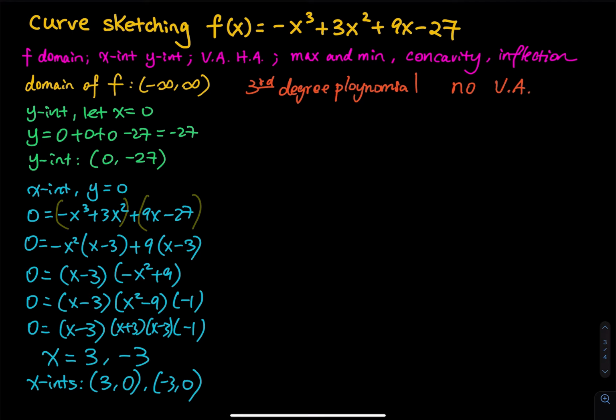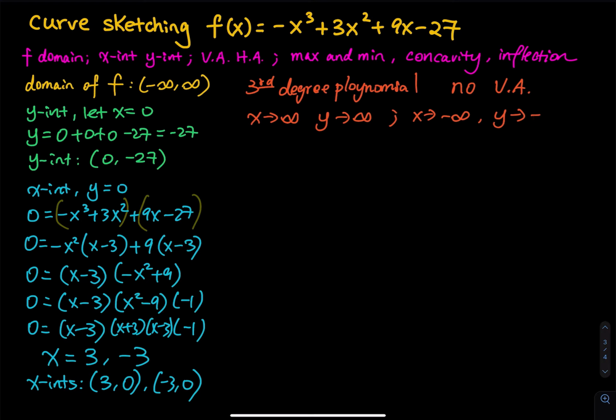And then what about the horizontal asymptote? As x approaches infinity, y approaches infinity, right? So there is no horizontal asymptote as well. And then x approaches negative infinity. If you plug in negative infinity, y approaches positive infinity. And then the first one, let me fix that.